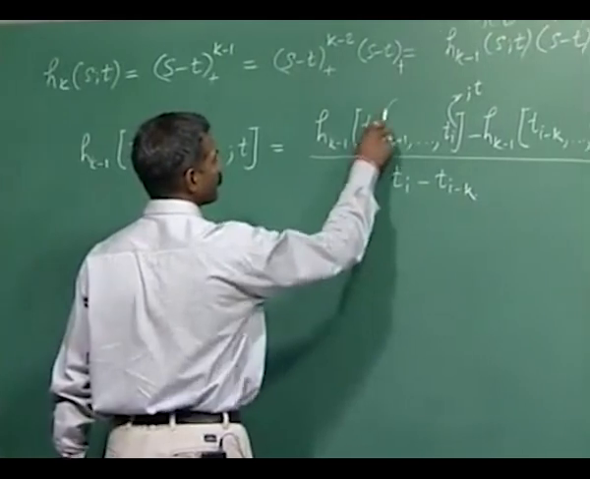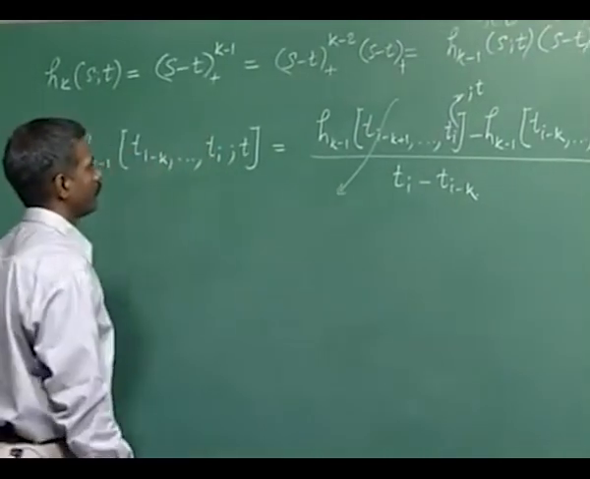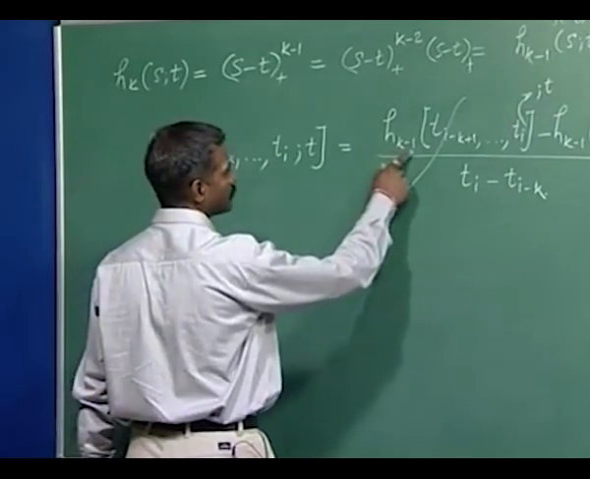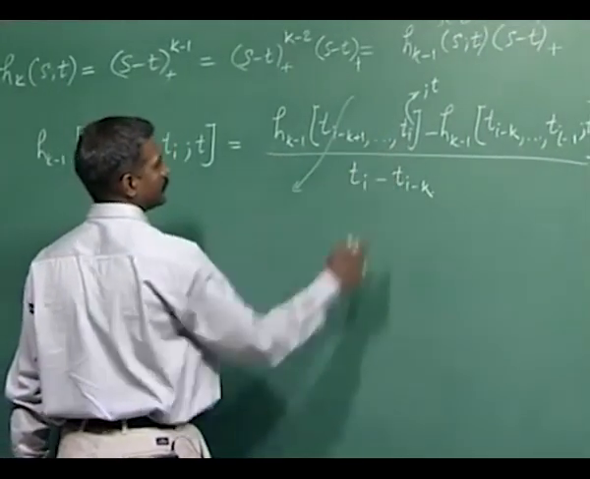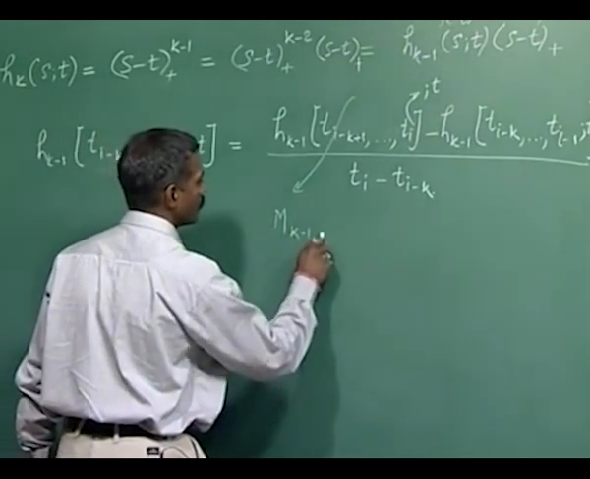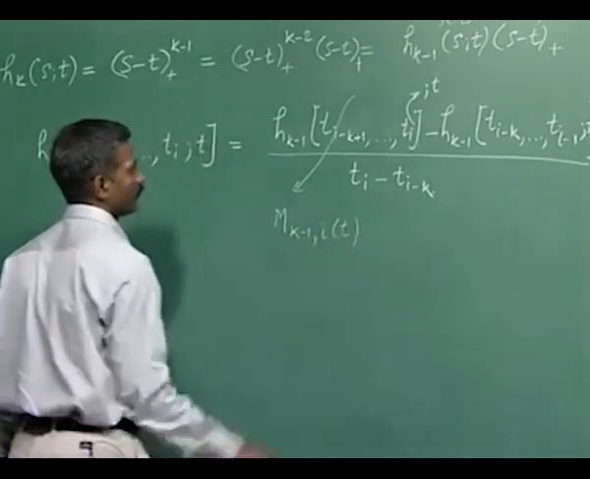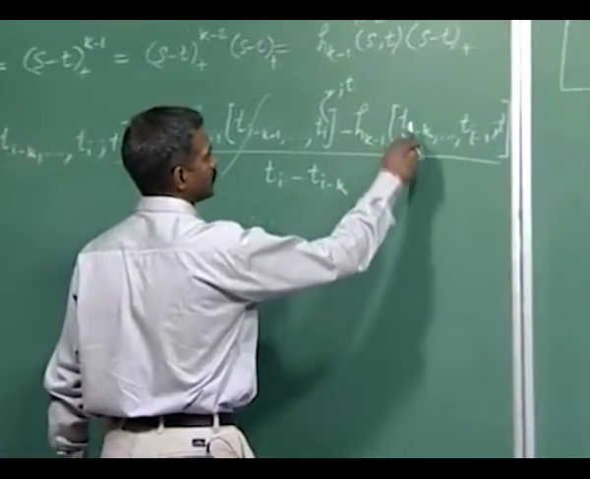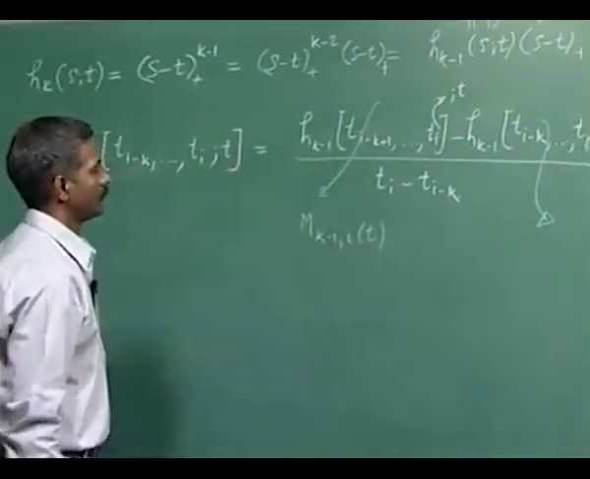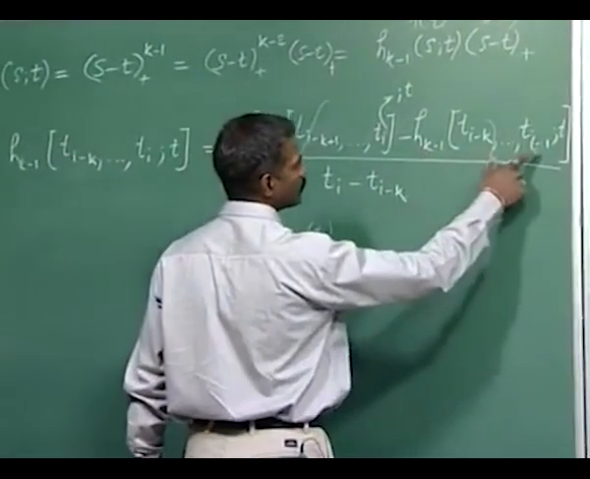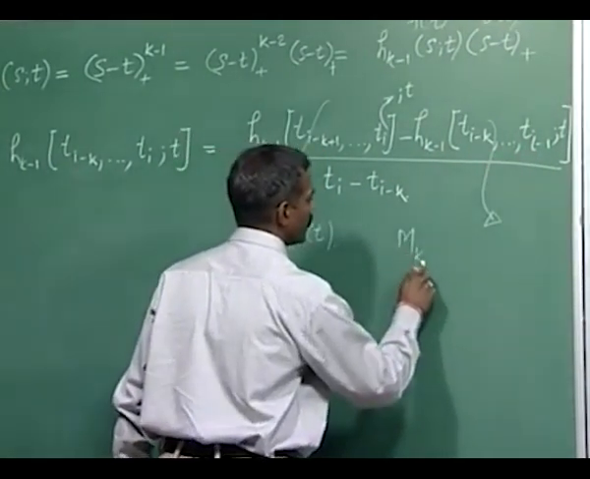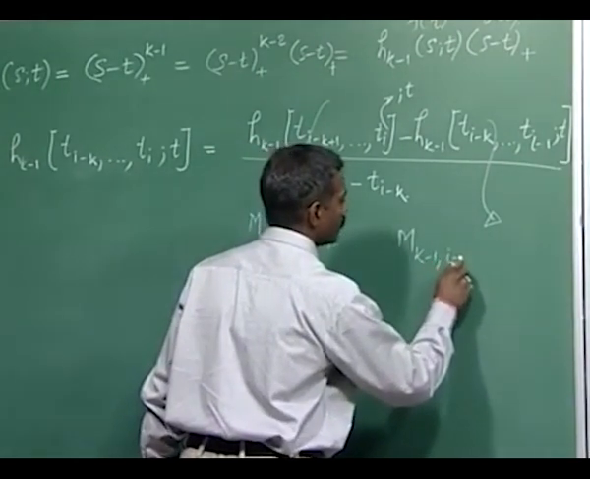What would this be? First the order, then the knot. So this is m_{k-1,i}(t). How about this expression here? Again, first the order, then the last knot. This is m_{k-1,i-1}(t).